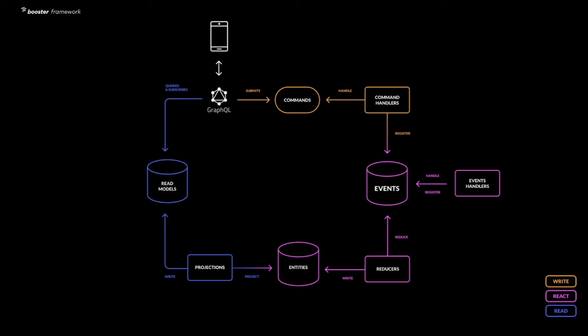So, when we were looking at the Booster architecture, we saw that there was one thing called read models. And how do they differ from entities? Essentially, an entity is some state of your application at some point in time. But then you have read models. Read models represent some part of the state that you might be interested in exposing to the public.